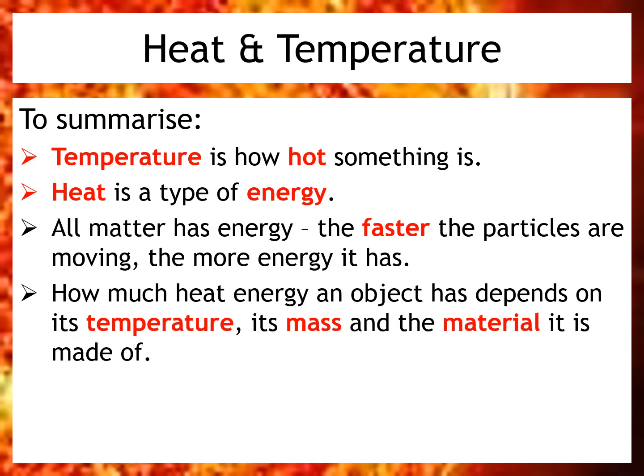So to summarise what we've learned today, temperature is how hot something is, and heat is a type of energy. All matter has energy. The faster the particles are moving, the more energy it has. How much heat energy an object has depends upon its temperature, its mass, and the material it is made of. I'd like you now to put the last two bullet points into your exercise books. Pause the video to give yourselves time to do this.